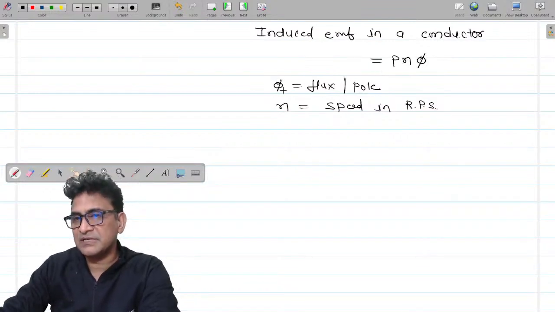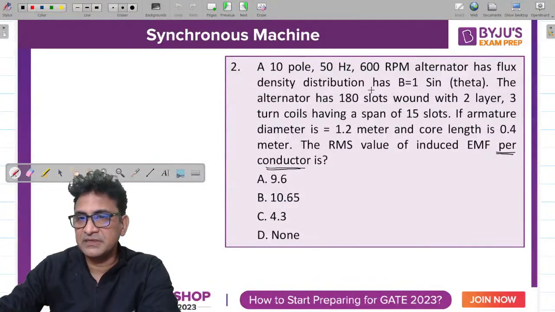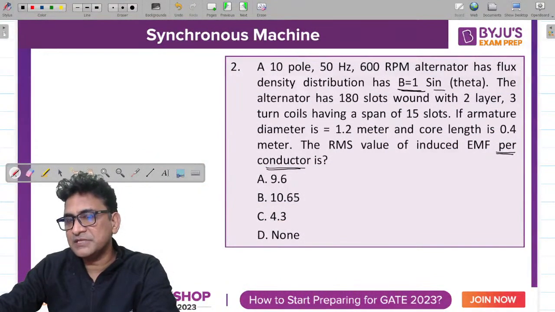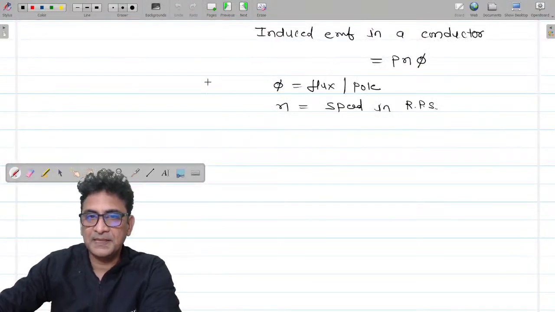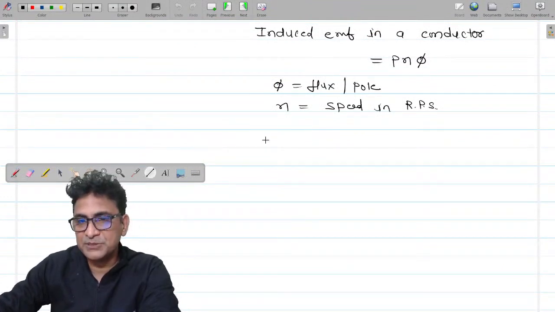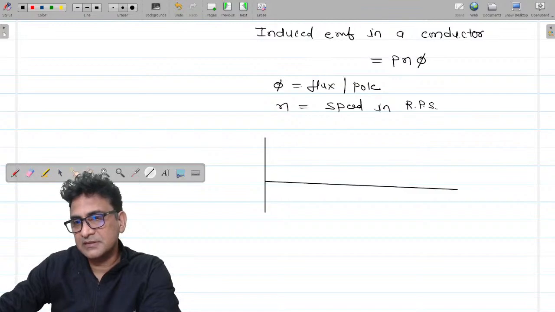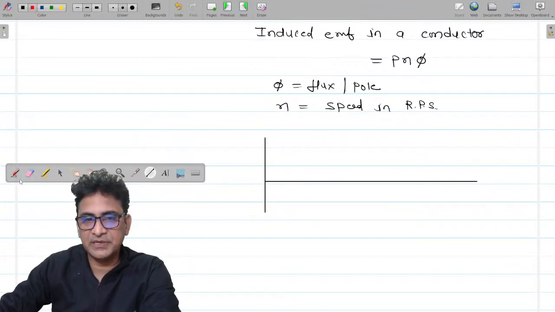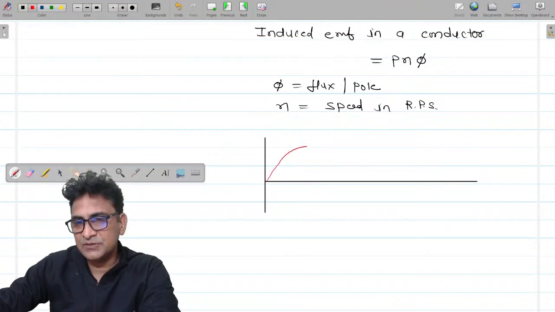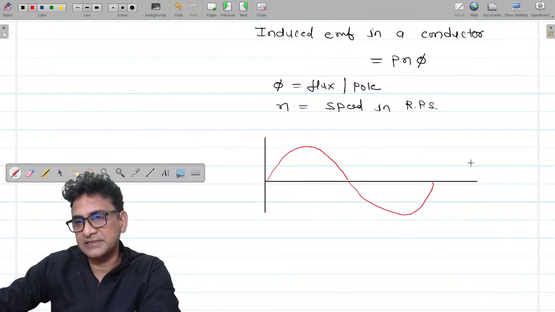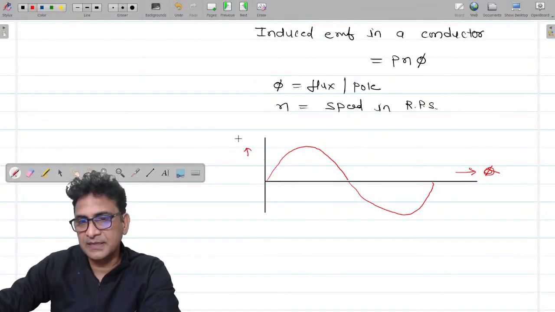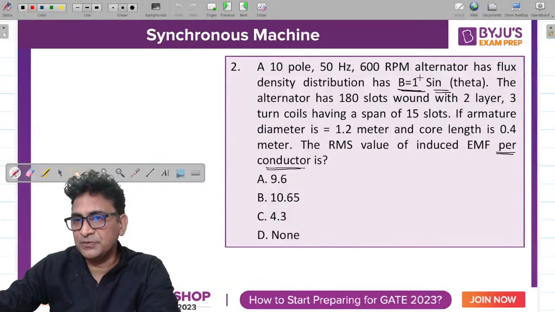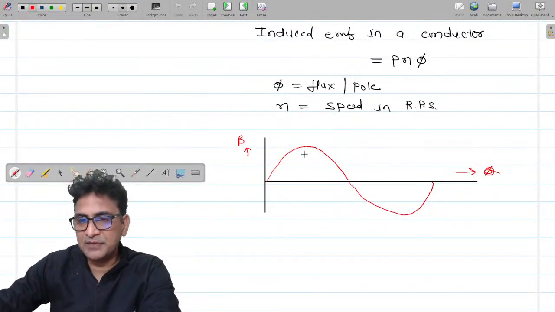So how do we find the flux per pole? The flux per pole is not given; in place of it, the flux density waveform is given: B equals 1 sin theta. That means if you draw the flux density with respect to space angle, it is sinusoidally distributed with respect to theta. This is my flux density with respect to theta, and the maximum value of flux density, Bm, is equivalent to 1.